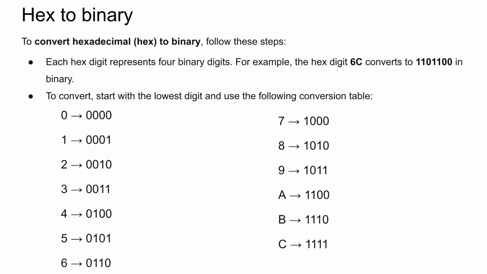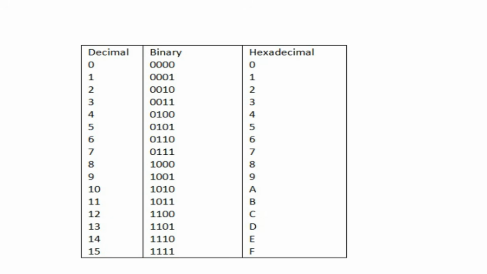To convert hexadecimal to binary, remember that each hex digit represents 4 binary digits. You can use a conversion table to find the corresponding 4-bit binary value for each hex digit. This table shows the decimal, binary, and hexadecimal equivalents for values from 0 to 15, which is essential for understanding IPv6 addressing.